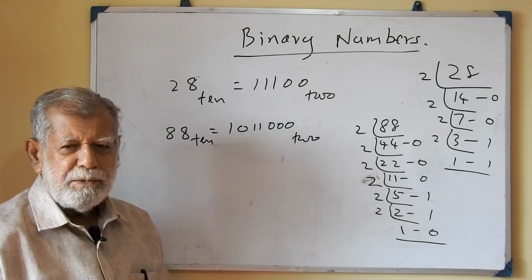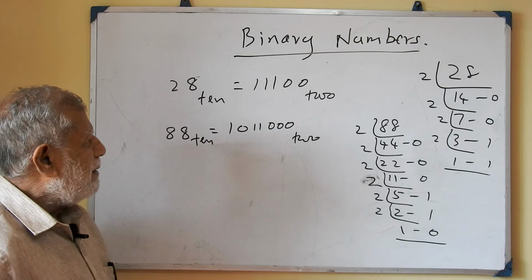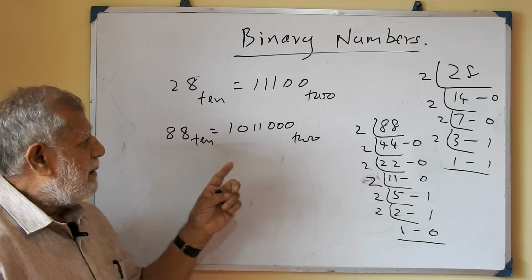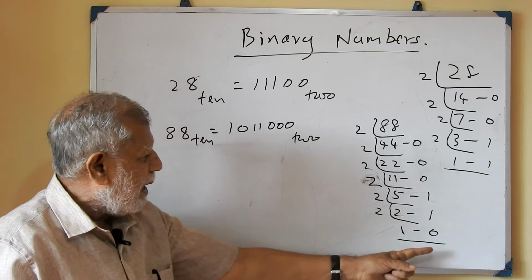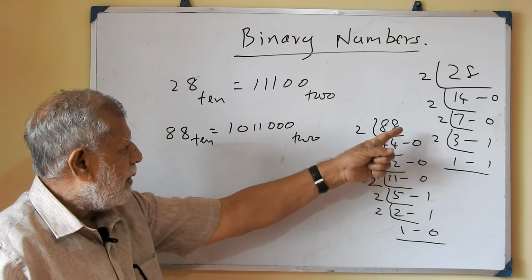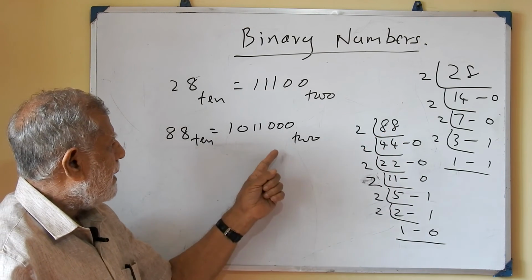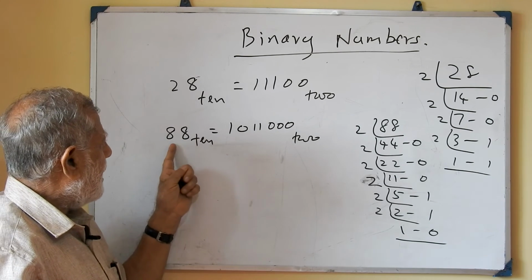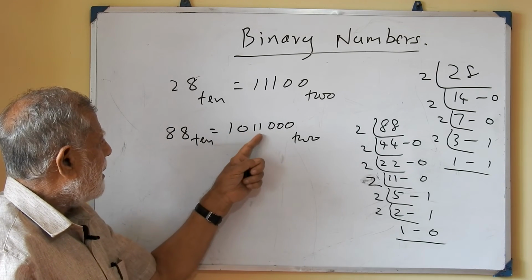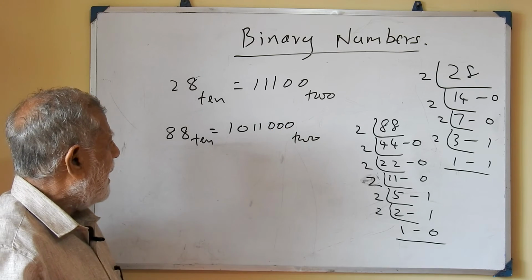So this is the method of how to convert from decimal numbers to binary numbers. You go on dividing by 2 and you have to always start from the last. From the last you go on writing and get the digits. Now here for the decimal number 88, how many digits are you getting? 1, 2, 3, 4, 5, 6, 7 digits are there.